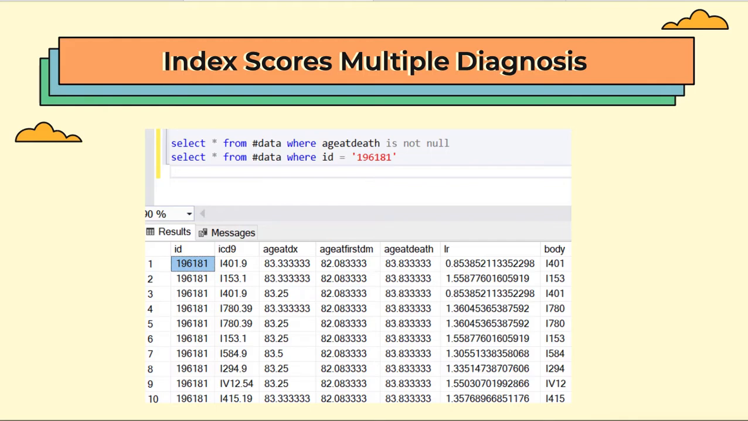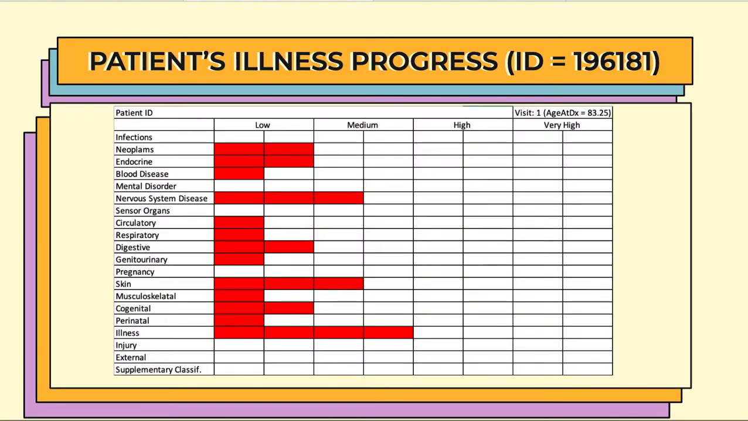And so from there, I used the ID of 196181, and I was able to create the progress that the patient had before they passed away. As you can see here, they have a lot of skin ICD-9 codes going on, as well as illness.